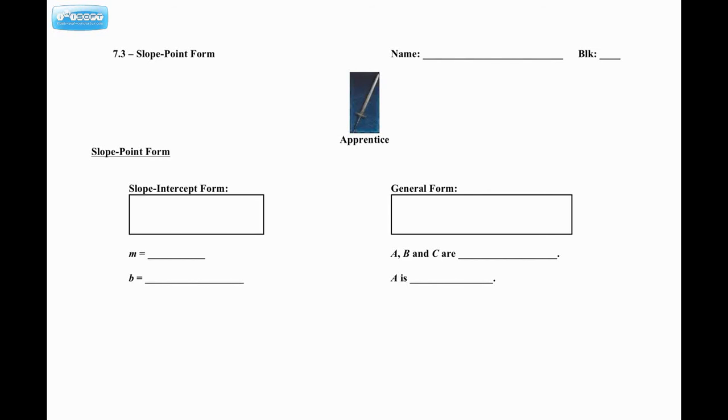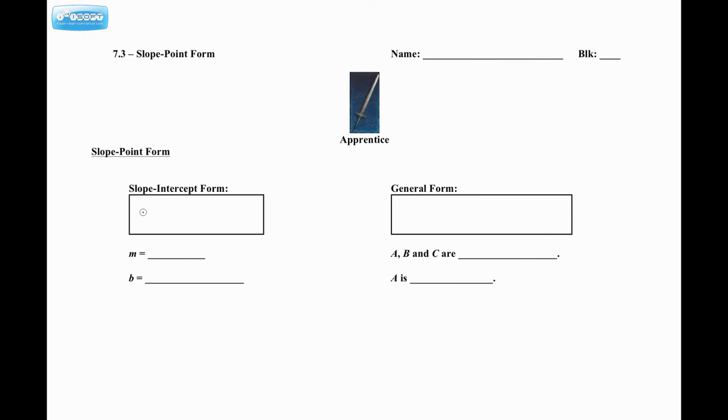All right, Chapter 7, Section 3. This is slope point form, and this is actually the last of the three forms of linear equations that we're going to deal with. And it's very powerful, it's very practical. But before we get into that, let's just do a brief recap.